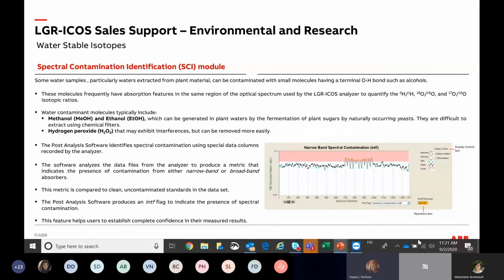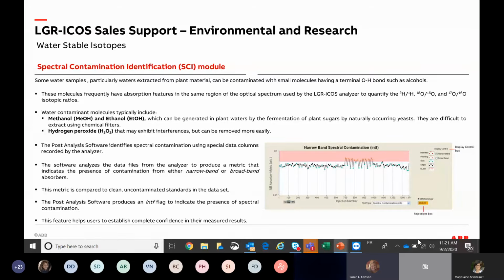One other feature of the post-analysis software is the spectral contamination identifier. Some water samples, particularly the ones that are extracted from plant material, can be contaminated with small molecules that have a terminal OH bond, alcohols being an example. These molecules have an absorption feature in the same region of the optical spectrum that the liquid water analyzer uses to quantify the isotopic ratios. Examples of contaminant molecules can include methanol and ethanol.